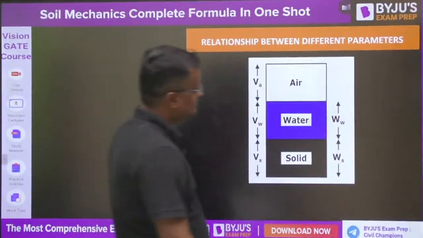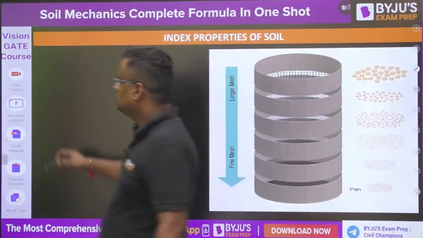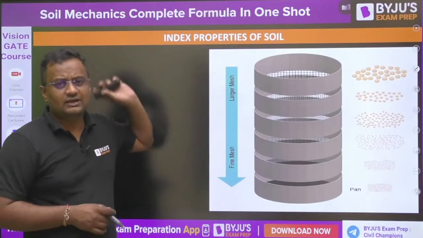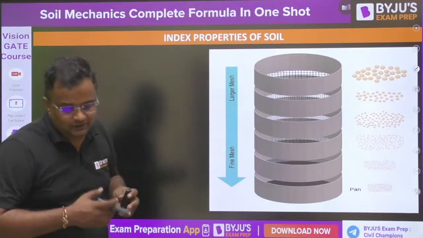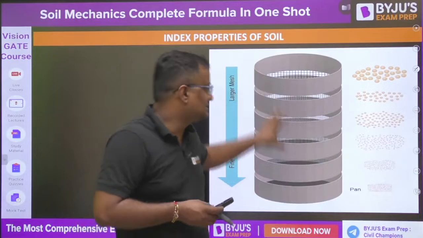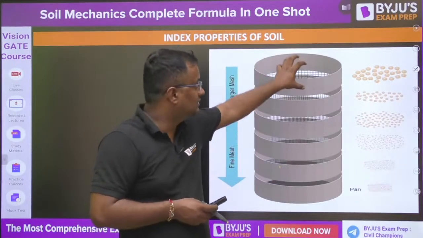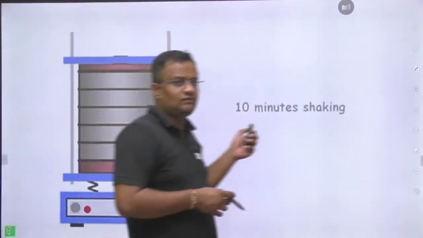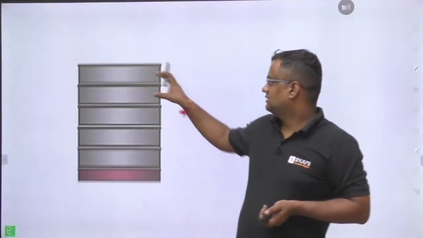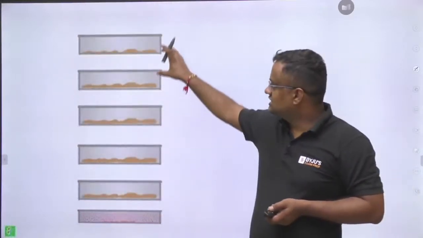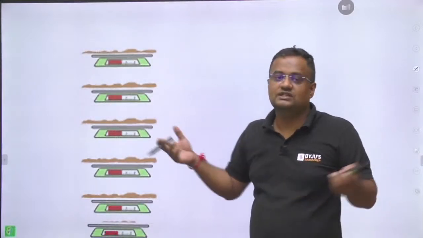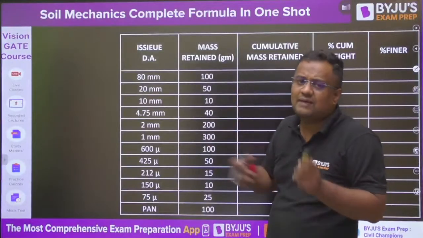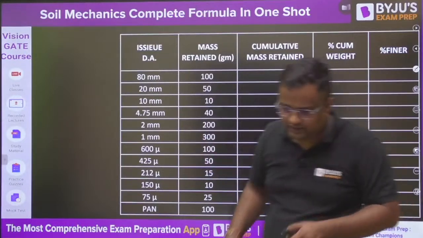Okay, so the phase diagram is complete. Now let us go to the grain size distribution. We put the soil, generally 1 kg, in the sieve, and then we shake it for 10 minutes. If the bigger sieves are at the top, then bigger particles will be here, then smaller, then smaller. From different sieves we take the weight, and of course the weight on each sieve will be different. From there we can find out the diameter of various particles. That is a table, and I'm not going into the table because this is a formula oriented session.